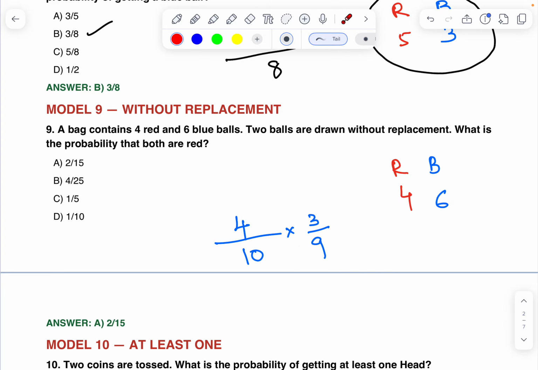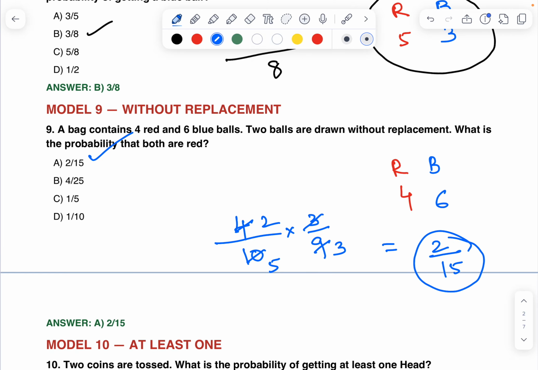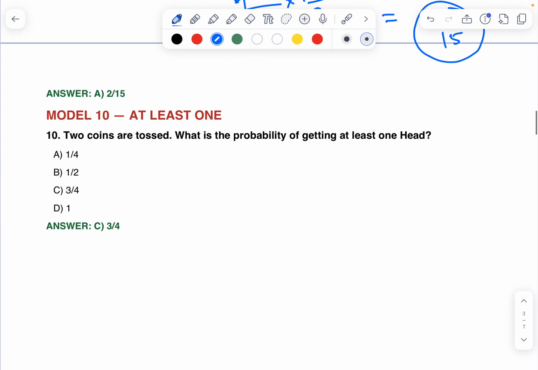Okay? 3 by 9. Simplifying, 3 ones are 3, 3 threes are 9, 4 twos are 8... Therefore, the answer is 2 by 15. 2 by 15 is the answer. First option. Next question. At least one.